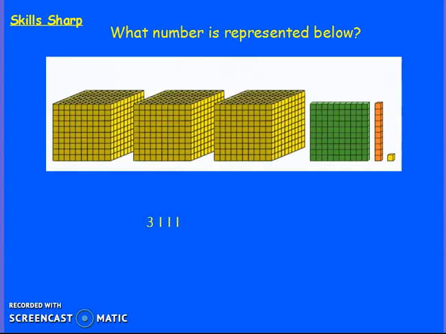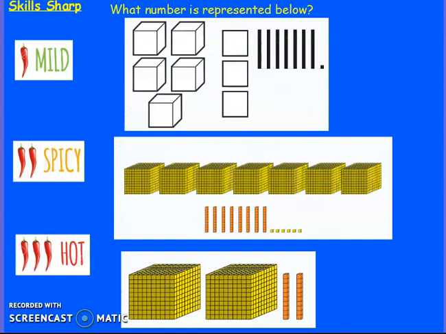Let's see if you can have a go yourself. On the board there's 3 representations with your chilli challenge. Press pause, have a go in your book. I wonder if you can do them all in 2 minutes. Press play when you're ready to mark. Well done, Year 4. I hope that means you've had a go at your challenges.